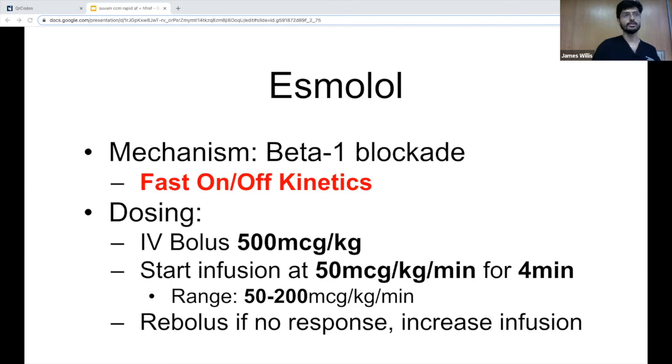The way that you do it is you give an IV bolus of 500 micrograms per kg, and you start the infusion at 50 mcg/kg/min. You let it go for about 5 minutes, and then you reassess the patient, look at the heart rate, and see how they're doing. If they responded but are going back up, that's an indication that you might need to rebolus them again, and then you increase the rate up to 100. And you do this reassessment multiple times, basically.